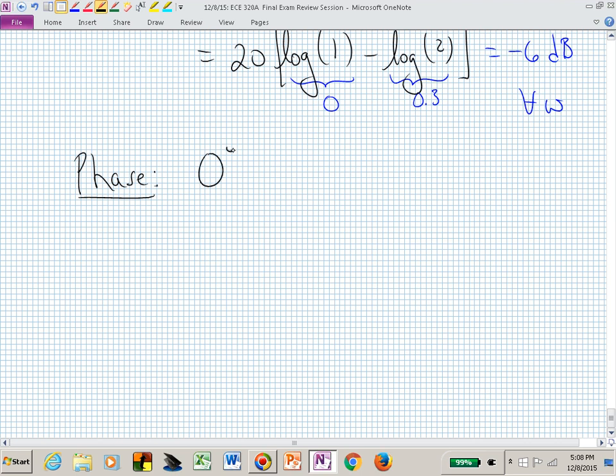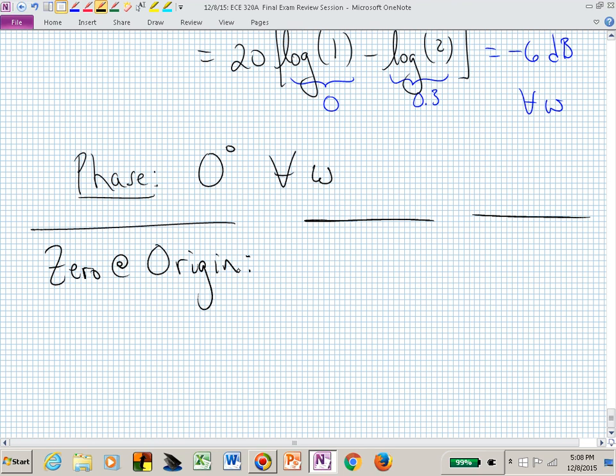So this is now 0 degrees for all omega. And you don't have to really even worry about how that impacts your phase curve, total phase curve. What about the 0 at the origin? What's its magnitude doing? When you have something at the origin, what happens?